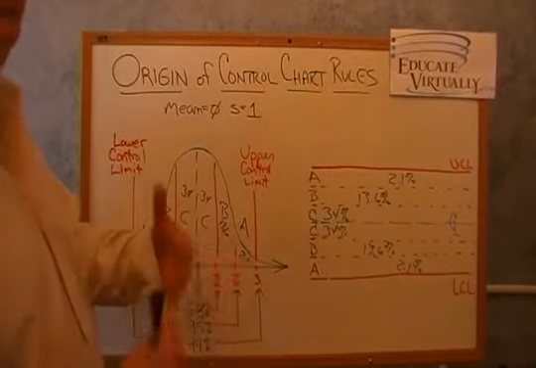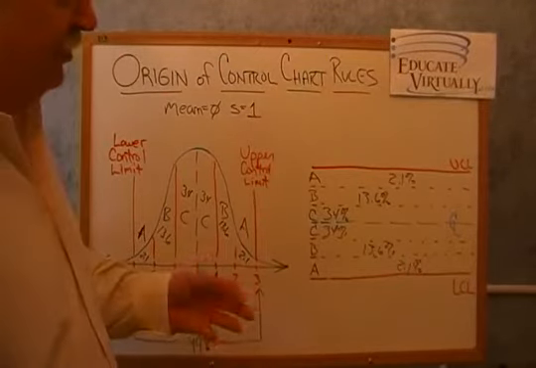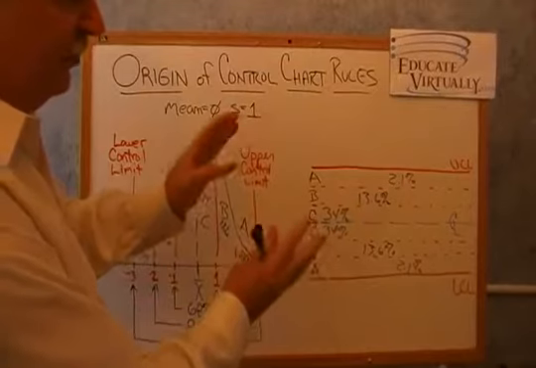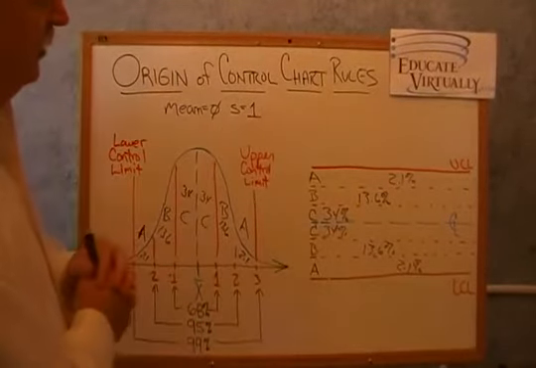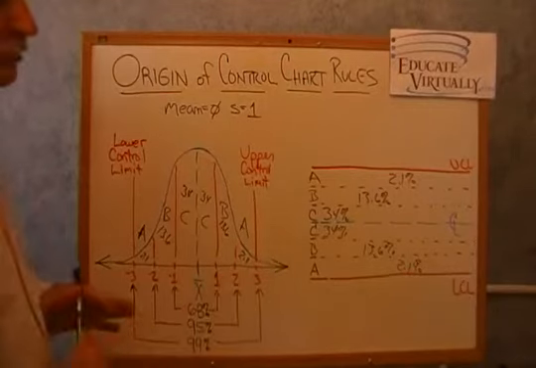It would not be a normal natural random pattern of variation, which we would call common cause, but it would be special causes. There'd be some reason. So this is where those control charts come from. They're based on the standard normal distribution.